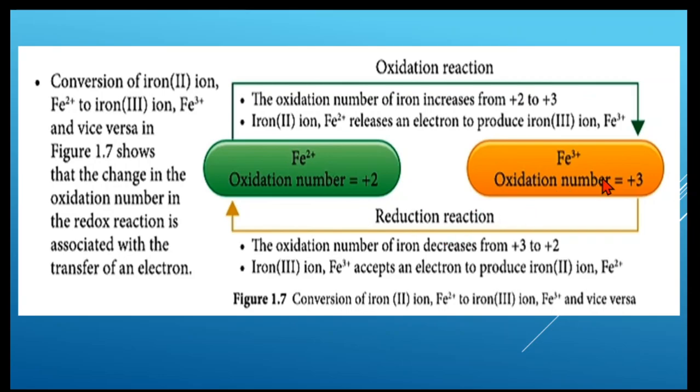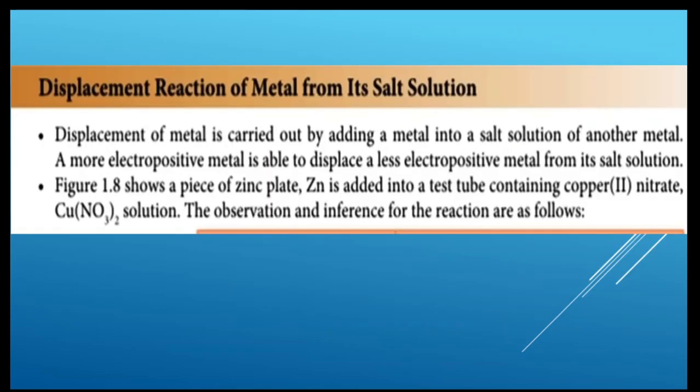Okay, now the conversions of Fe3 plus to Fe2 plus is a reduction reaction. Why? Because the oxidation number dia sudah decrease from Fe3 plus become Fe2 plus, and also this Fe3 plus accept an electron to produce Fe2 plus ion. Okay, so the conversions of this one to this one or this one to this one involve oxidation and reduction.